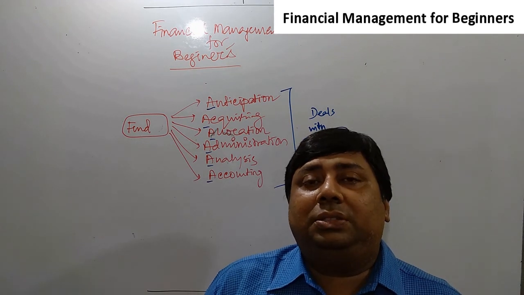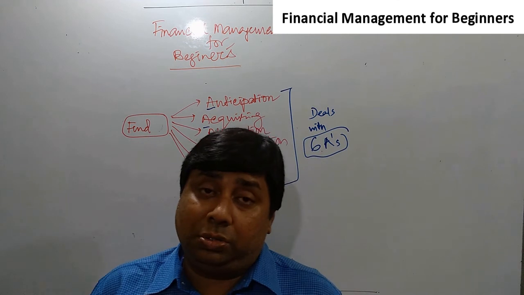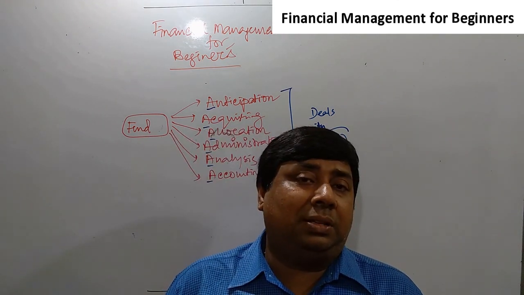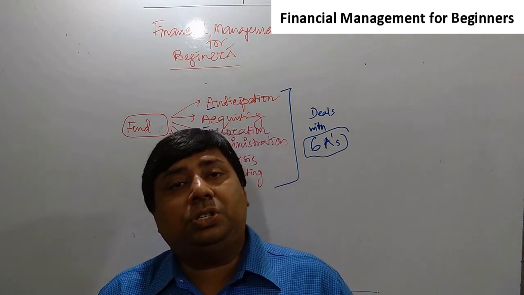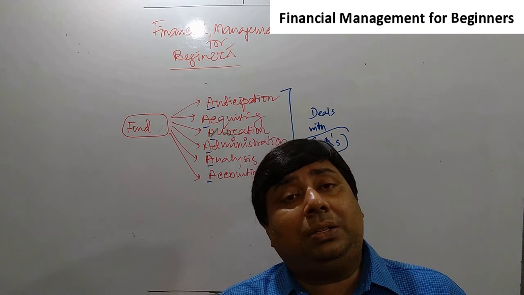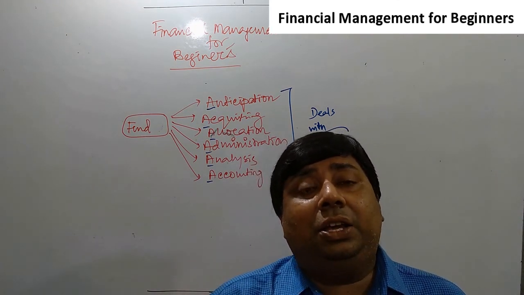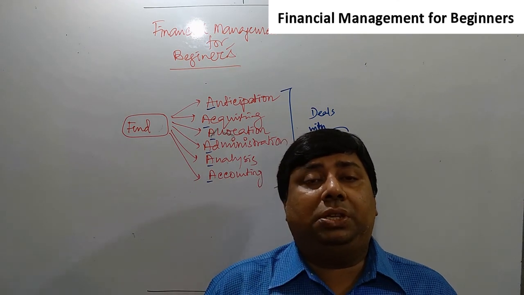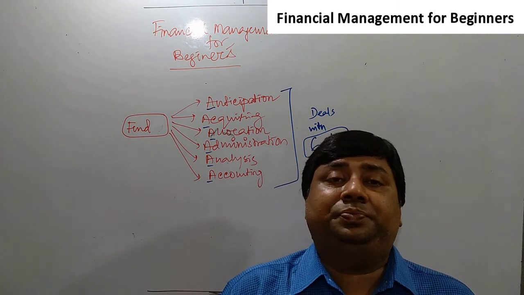In the old approach, it was considered that the goal of financial management was only profit maximization. But in the modern approach, the financial manager tries to maximize the value of the firm, which is known as wealth maximization. Wealth maximization tends to increase the earnings of the company, or rather the earnings per share.